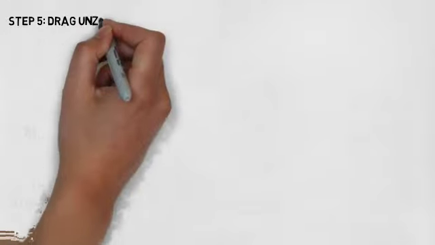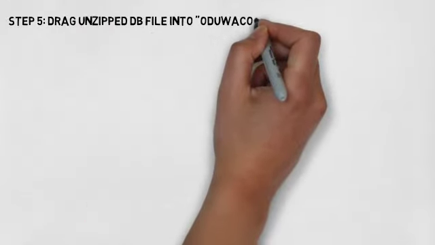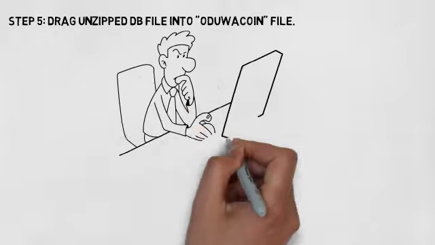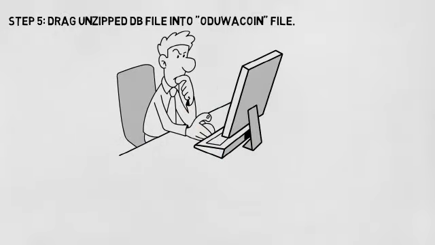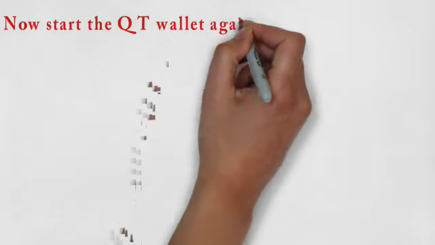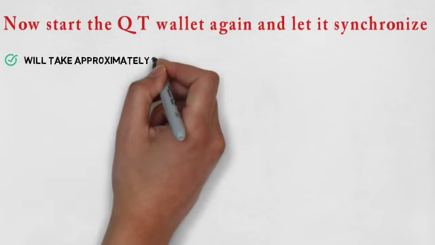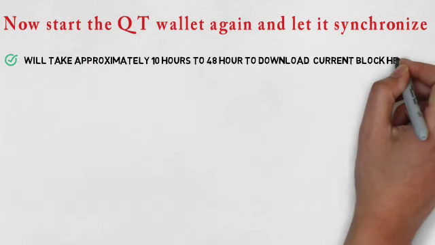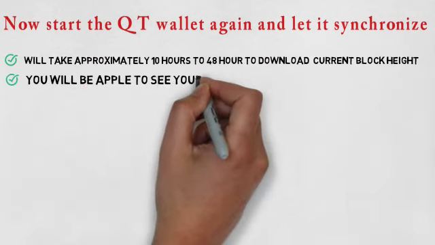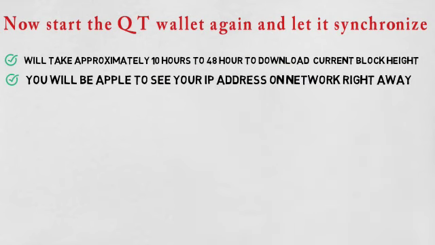Step 5. Drag the unzipped DB file into the Oduwacoin file. Once the file is moved, close the file or folder. Now start the Qt wallet again and let it synchronize. It will take approximately 10 hours to 48 hours to download the current block height. You will be able to see your IP address on the network right away.